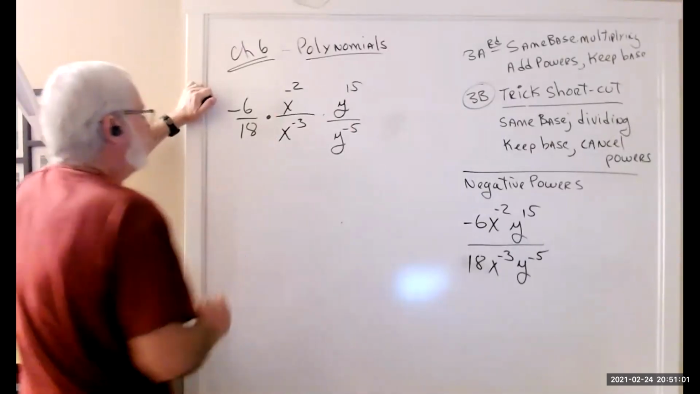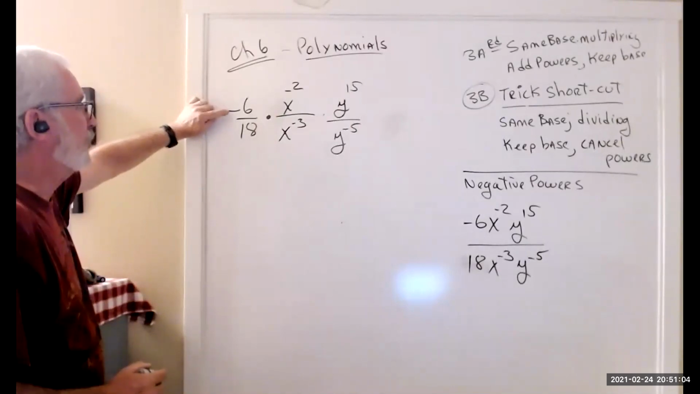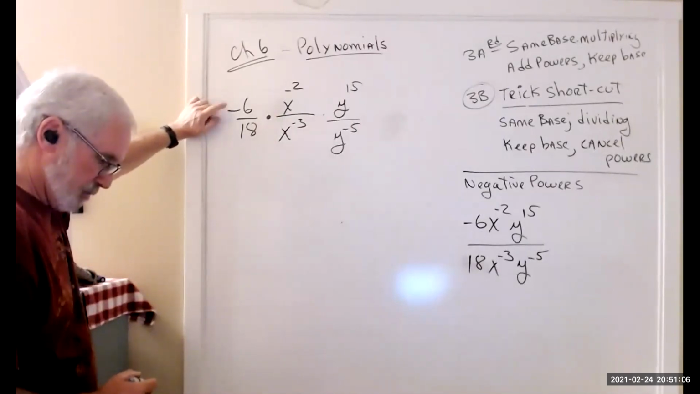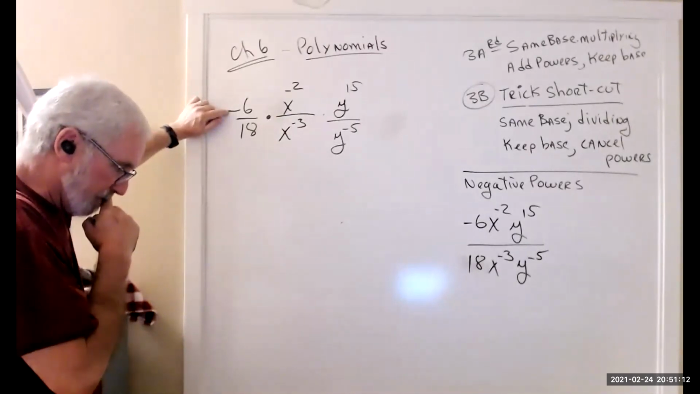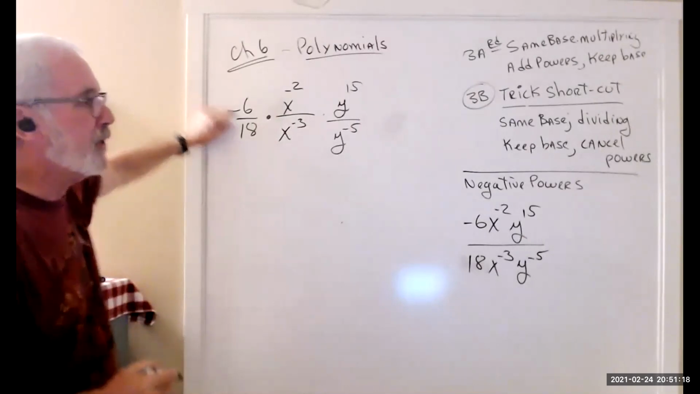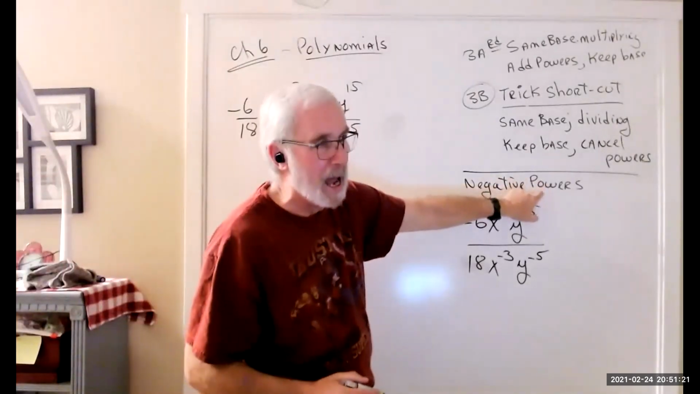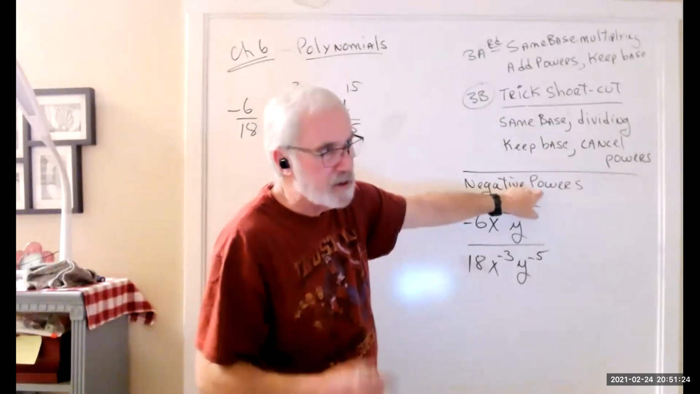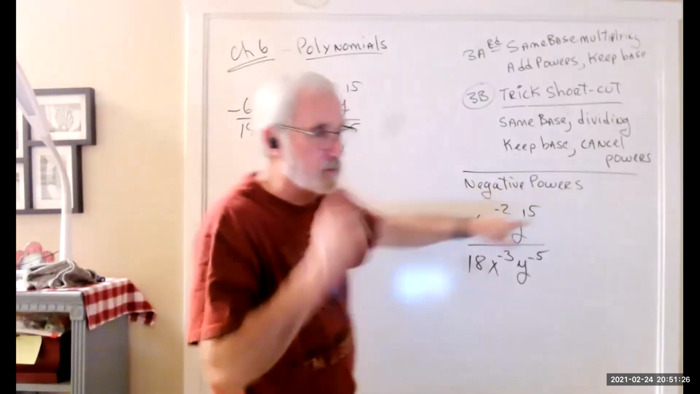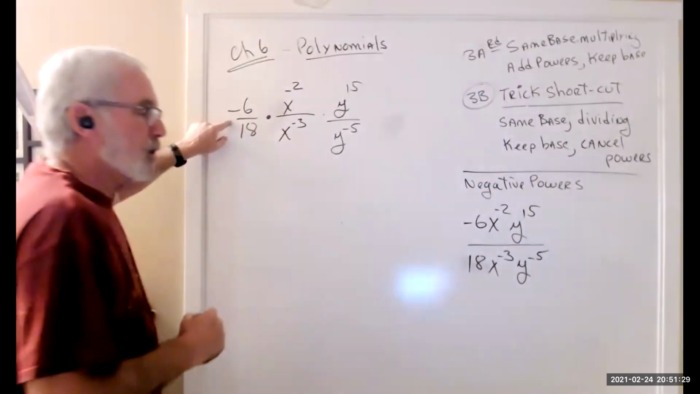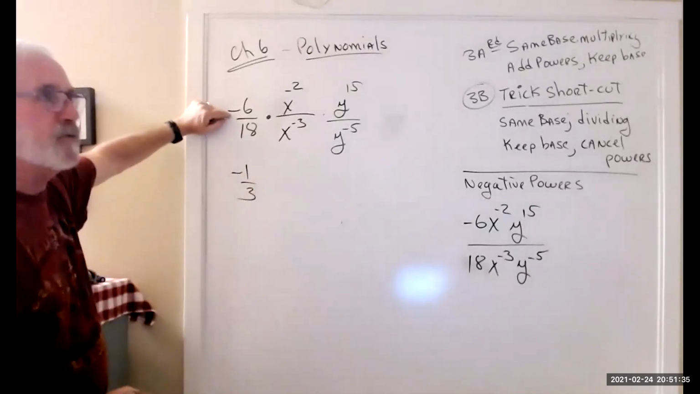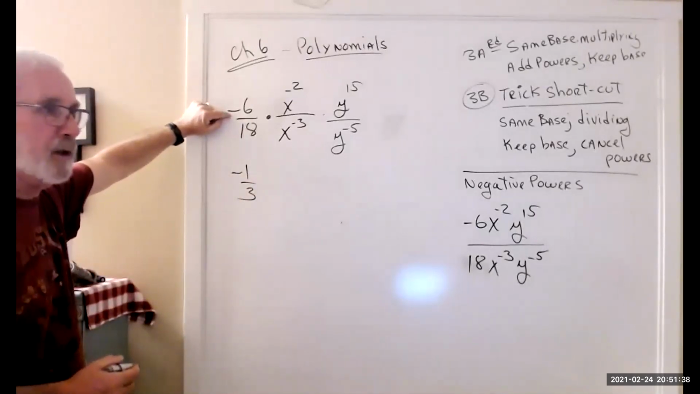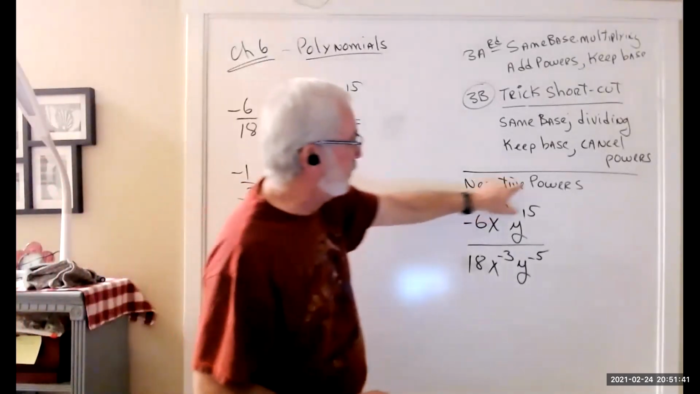Okay. First, does the -6 flip? No. Why not? Because it doesn't have a power, an exponent. It's a constant. The only things that flip are negative powers, not negative numbers. Somebody called this a constant, that's a good call. This is just the fraction. This reduces to -1/3. Negative ordinary numbers don't flip. The only thing that flips is negative powers.